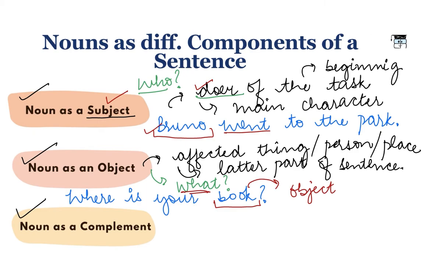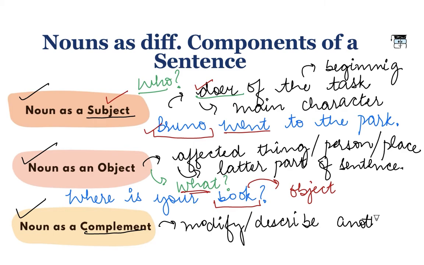Okay. Moving on to the next type, which is noun as a complement. Now, when a noun is used to modify or describe another noun.